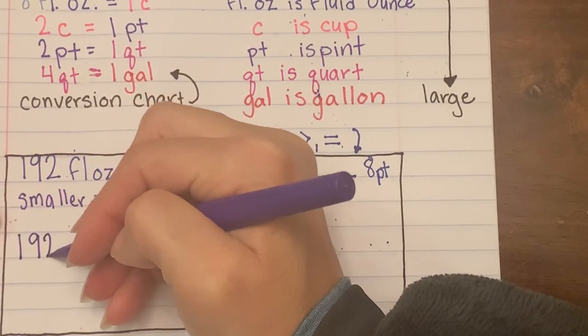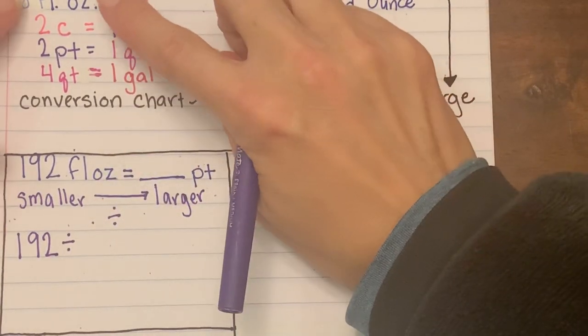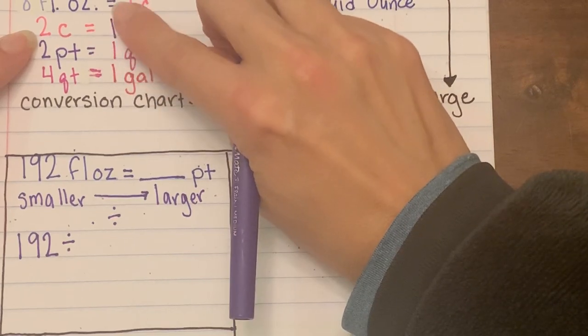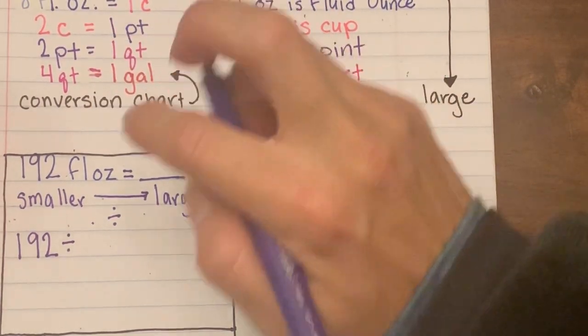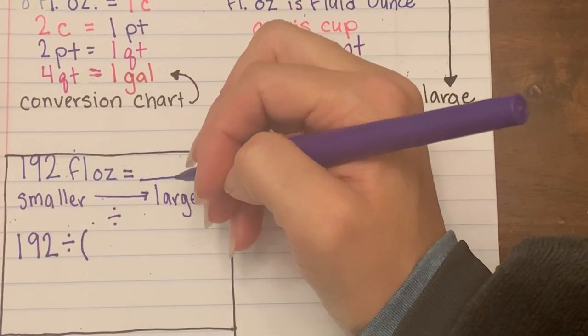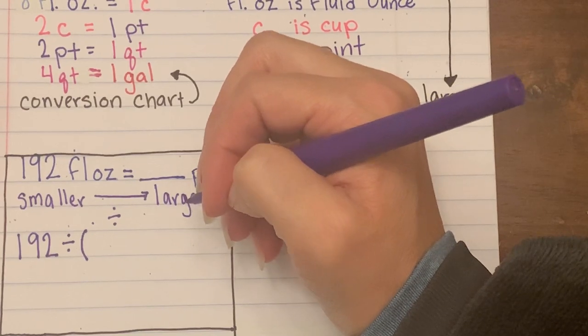192 divided by, and what I'm going to do here, because I'm going through 1 and then 2 of these equal signs, so there's got to be two numbers I'm going to divide by. So I'm going to actually put them in parentheses because I'm going to need to do that math first. And if we remember our order of operations, we got to do the parentheses first.